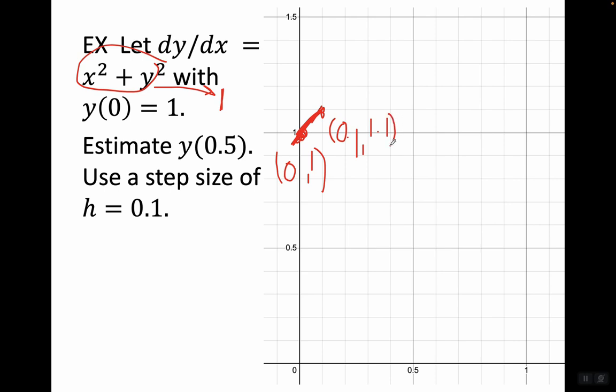And then we would repeat the process. We would plug the point (0.1, 1.1) into here, and we'd find out what the slope is. And then we'd use that, so it's going to be a little bit steeper, and then we'd use that to estimate the y-coordinate of this point. And then we just keep going until we get to x = 0.5.